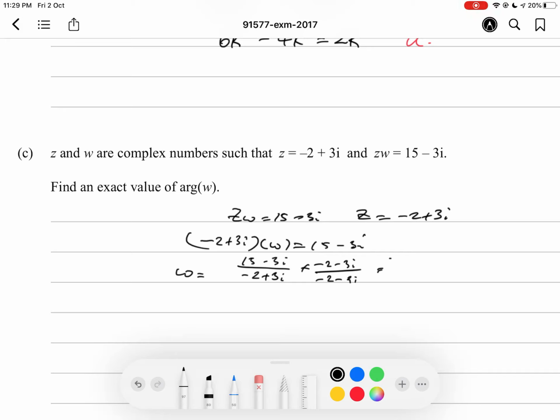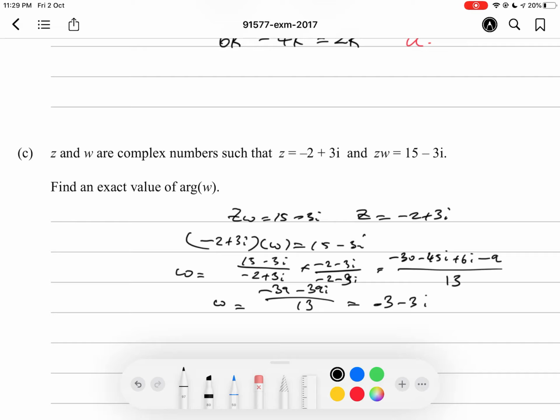So in this case, we should get negative 30 minus 45i plus 6i plus 9i squared, which is negative 9, all divided by, so negative 2 times negative 2 is 4, 3i times negative 3i is negative 9i squared, that's positive 9, so 9 plus 4 is 13. So w equals negative 39 minus 39i over 13, and this equals negative 3 minus 3i.